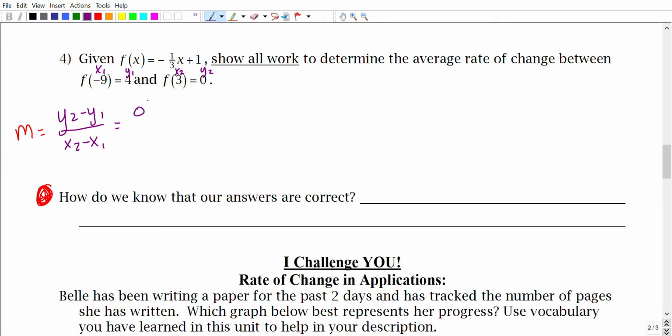So we get 0 minus 4 over 3 minus a negative 9. This is a negative 4 over a positive 12. That reduces, those are both divisible by what? They're both divisible by 4. So I get an answer of negative 1 over 3 for my slope.